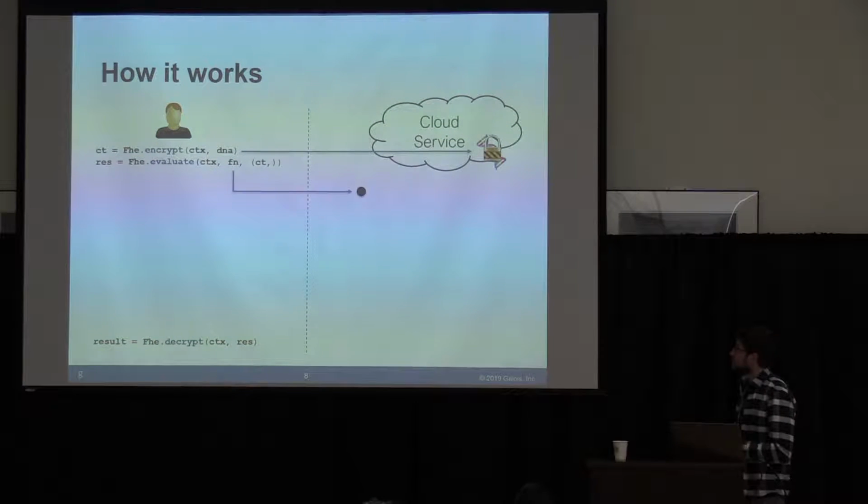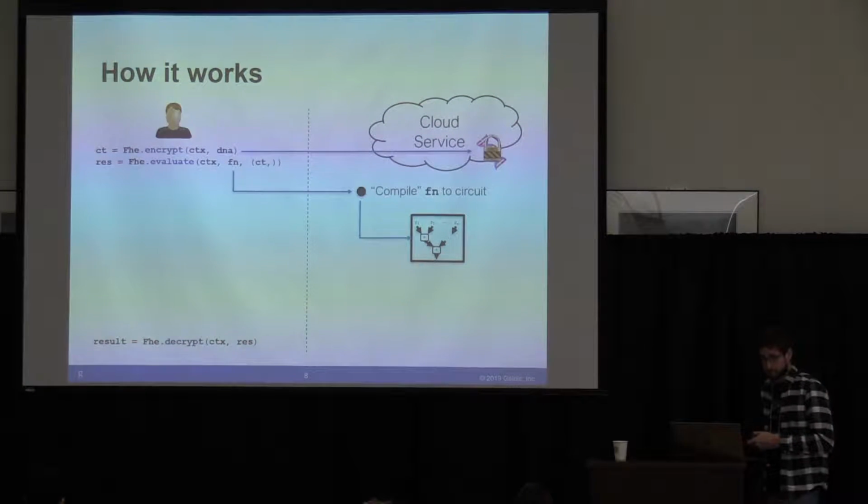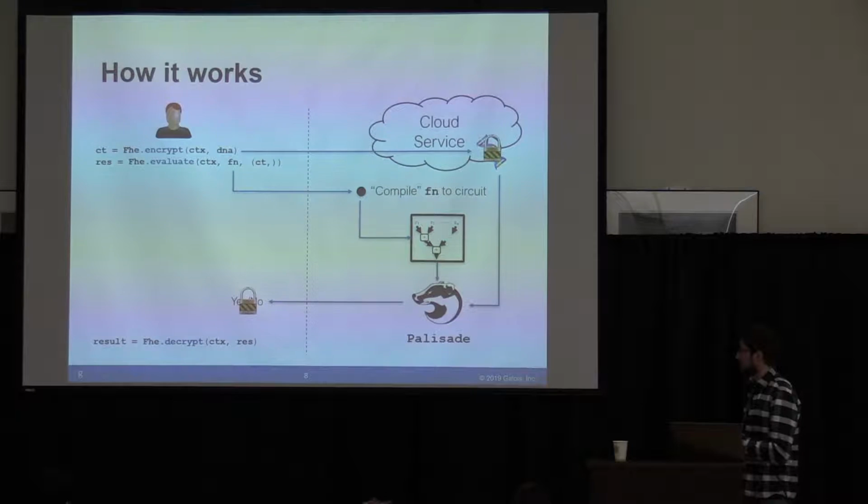When evaluating, the way this works is we take the Julia function, say fn, written in standard Julia, and we compile that to an arithmetic circuit, and then feed that arithmetic circuit as well as the encrypted input to our underlying HE library, which is Palisade. And that computes over the arithmetic circuit on the encrypted input, gets some encrypted output as a result, sends it back, and we can decrypt that.